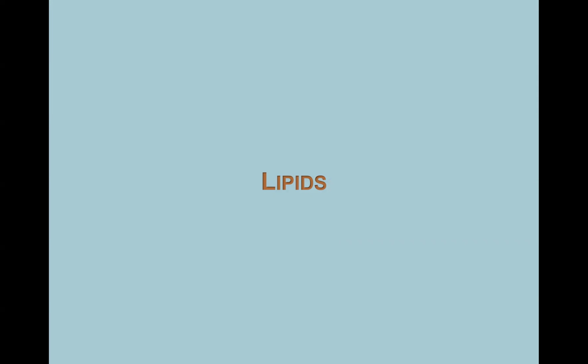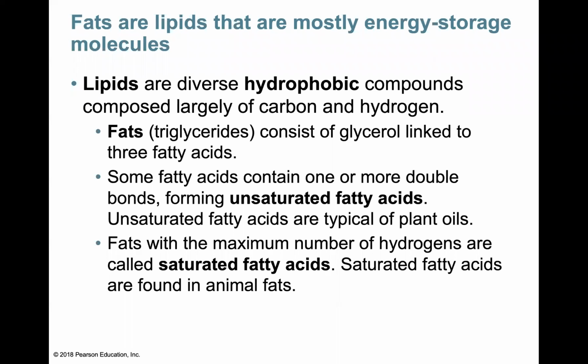All right, let's look at our next class of macromolecules, the lipids. Lipids are our fats. Fats are lipids that are mostly energy storage molecules. So in the absence of glucose as a preferred energy source, our bodies can utilize fats. Lipids are diverse hydrophobic compounds composed largely of carbon and hydrogen.